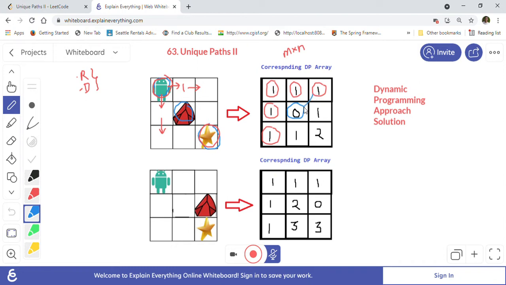These are the two diagonally connected cells for this cell, right? This is the cell that we are looking at, and these two are diagonally connected cells. So you have to add these cells. So 1 plus 0 you will add, and you get 1 here, right?